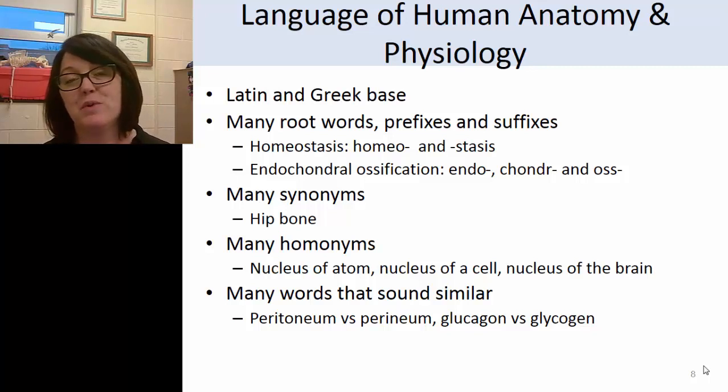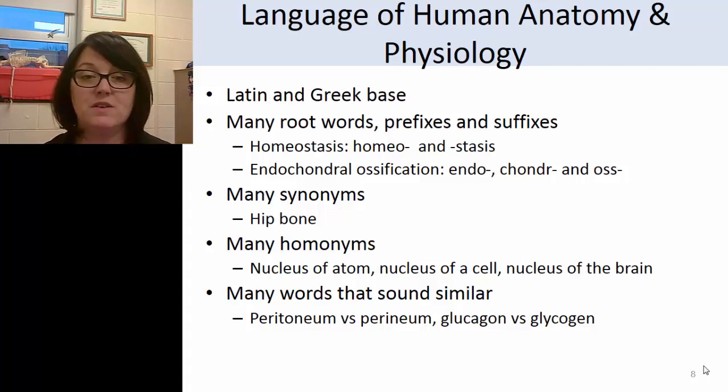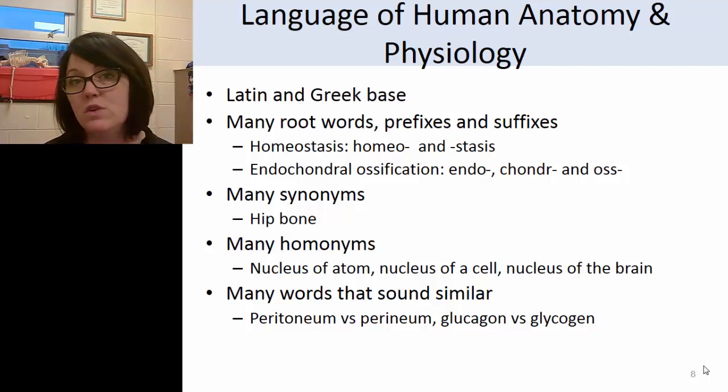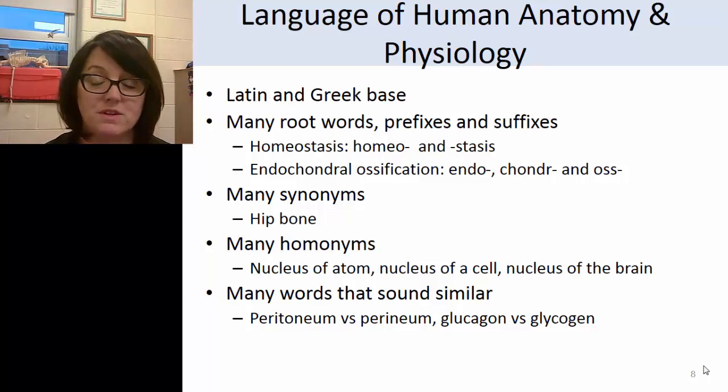There's also a lot of homonyms, right? So, for example, take the term nucleus, right? The nucleus can be the center of an atom that contains protons and neutrons. The nucleus can also be the part of a cell that houses the DNA. And the nucleus can also be a group of neuron cell bodies in your brain. So there we're using the same term, nucleus, three different ways, right?